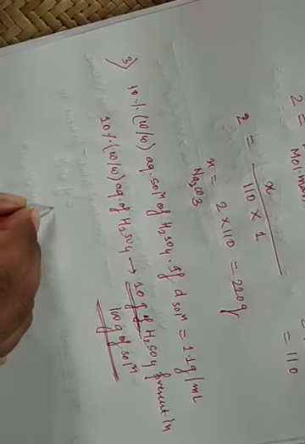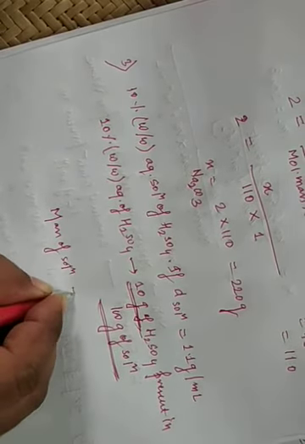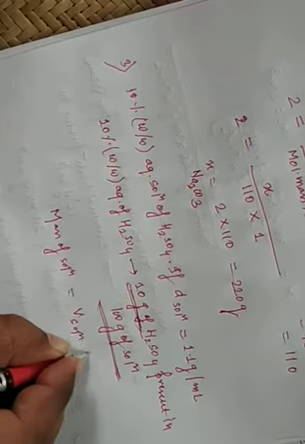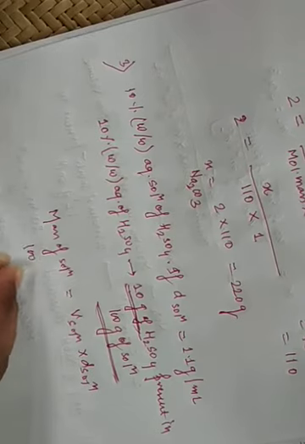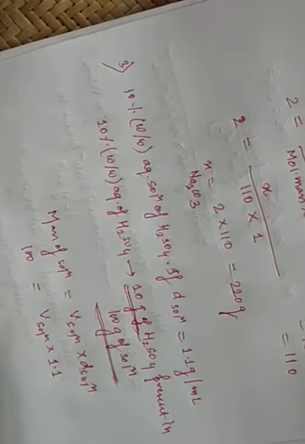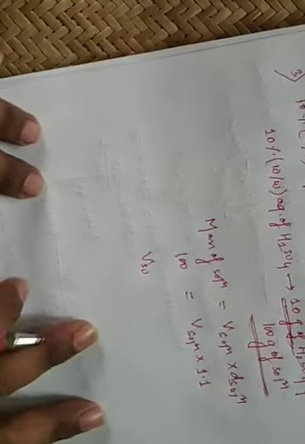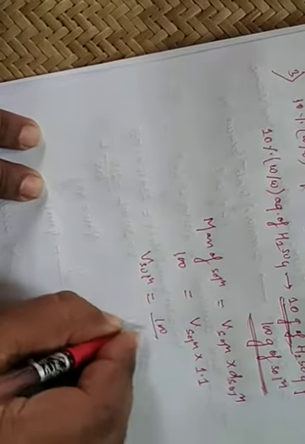Okay, so you know the mass of solution is equal to volume of solution into density of solution. So the mass of solution is given, 100, the volume of solution you find, and the density is 1.1. So the volume of solution is equal to 100 divided by 1.1. So 100 divided by 1.1, this is the volume in ml.